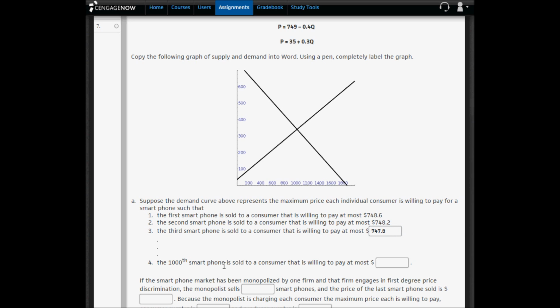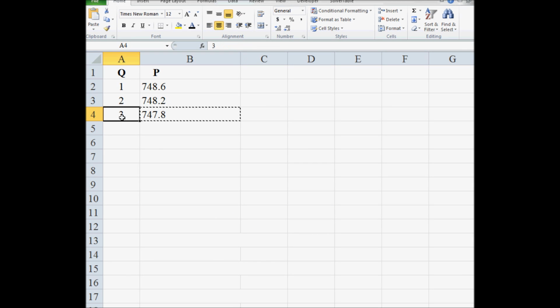What about the 1,000th smartphone? The 1,000th customer is willing to pay $349. Where does the $349 come from? Well, this is the demand curve, and I'm replacing Q with what is in cell A4, 1,000. So the 1,000th smartphone customer is only willing to pay up to $349 for a smartphone.